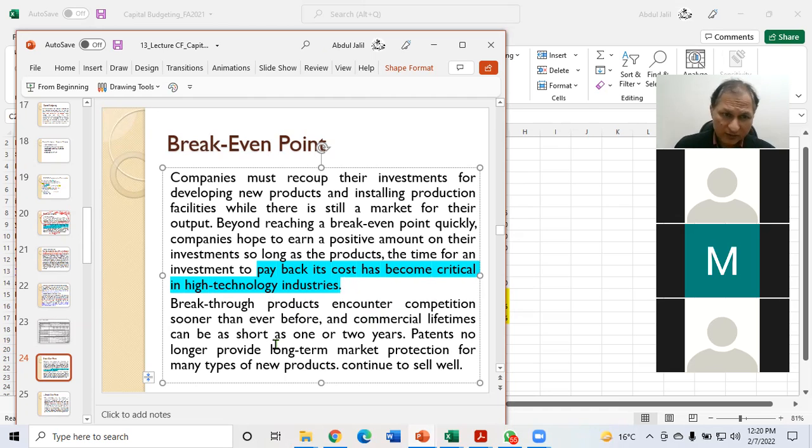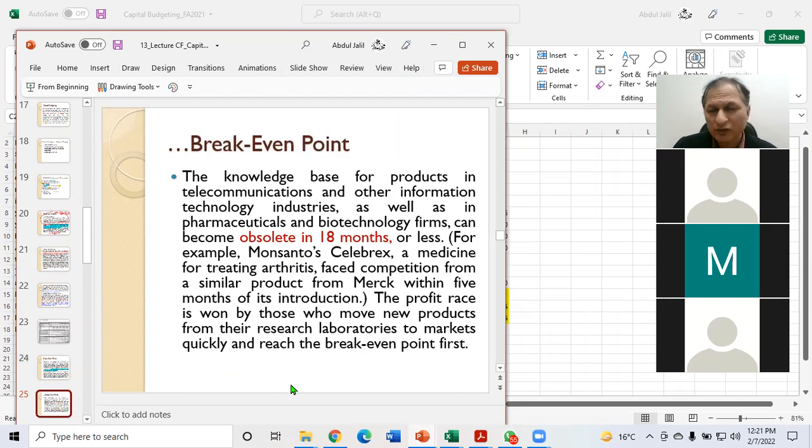Breakthrough products encounter competition sooner than ever before, and commercial lifetime can be as short as 1 or 2 years. Patents no longer provide long-term market protection for many types of new products. This is the problem. You cannot sell the product for a long period of time, because previously people used to take the patent, the copyright, and then no one could copy it, no one could produce such a product in the market. So you were the only seller of that particular product, so you could sell at your own price and for a long period of time.